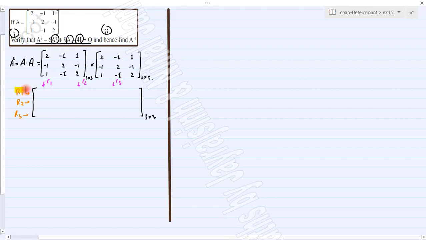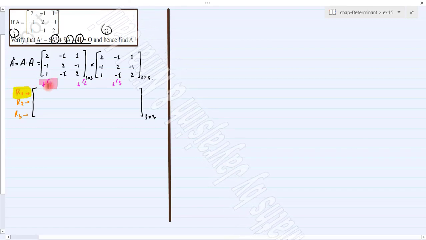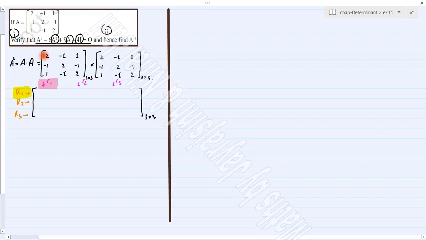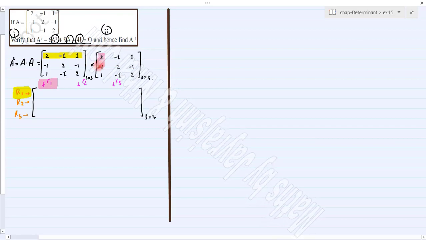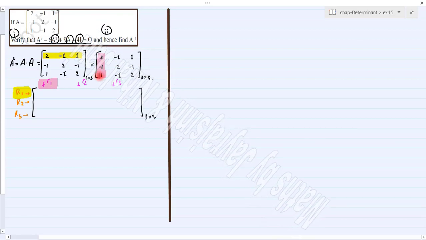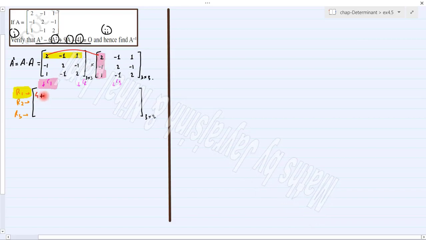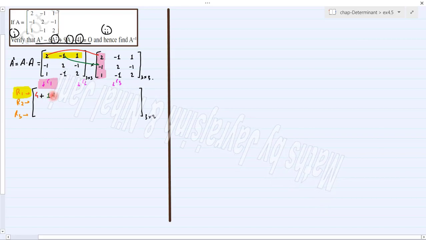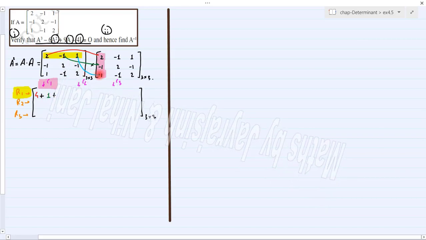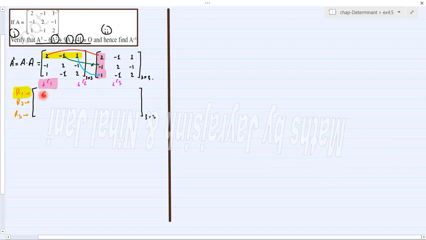So let's obtain your first element, which is in first row and first column. So multiply first row of first matrix and first column of second matrix. So 2 2s are 4 plus minus 1 are 1 plus 1 1s are 1, which will give us 6.